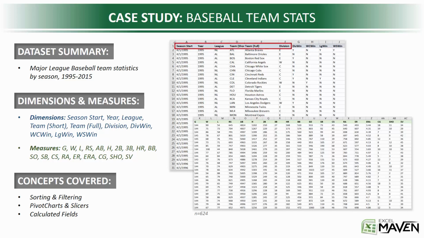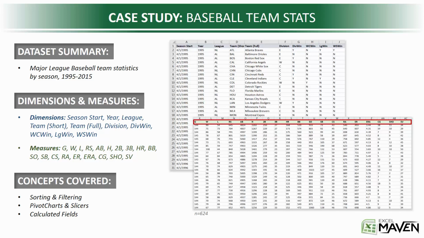So, dimensions include the season start date, the year, the league, the division, the team name, both abbreviated and full, and then some binary yes-no flags to indicate whether the team won the division, the wild card, the league, or the World Series. So those binary flag fields will be really helpful tools that we can use to filter and sort. And in terms of measures, you've got all of your classic baseball stats here: games played, wins, and losses. You have hitting stats like runs scored, at bats, hits, doubles, triples, home runs, walks, strikeouts, stolen bases, caught stealing, and then pitching or defensive stats like runs allowed, earned runs, earned run average, complete games, shutouts, and saves.